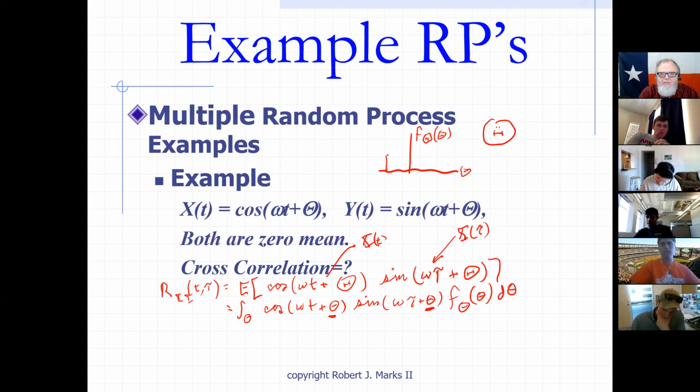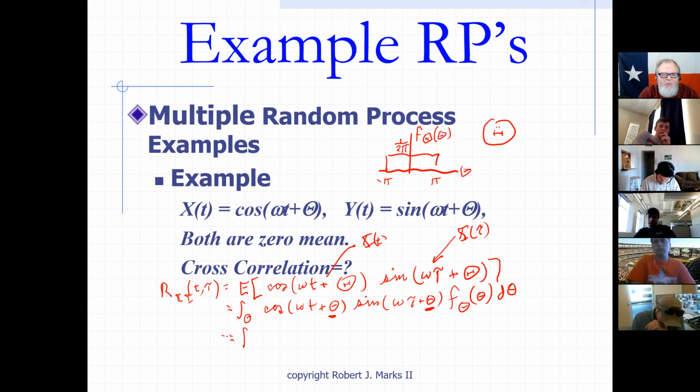Suppose that theta went from minus pi to pi. If it went from minus pi to pi, that means it would be equally probable for a 360-degree rotation. In order to give the density function an area of 1, we have to have an amplitude of 1 over 2 pi here. So this would be the integral.